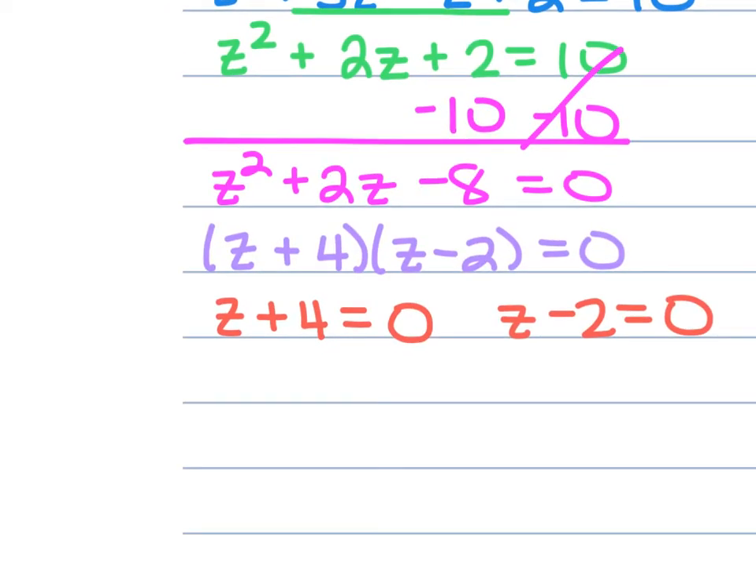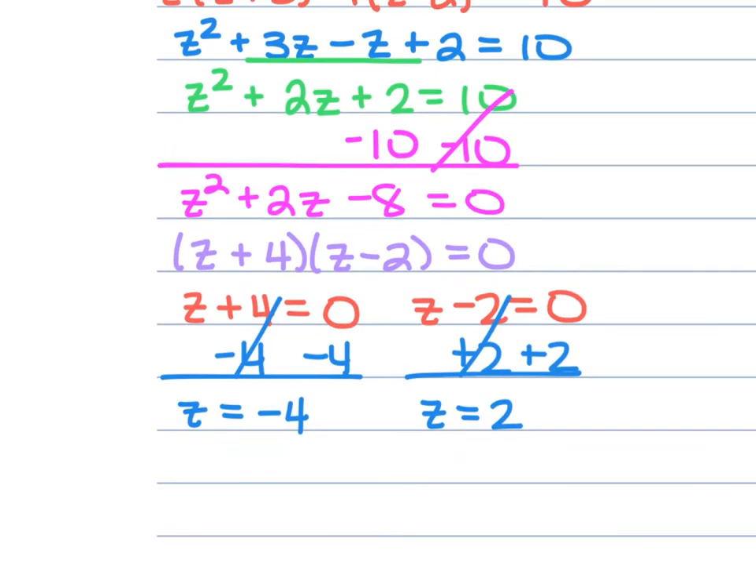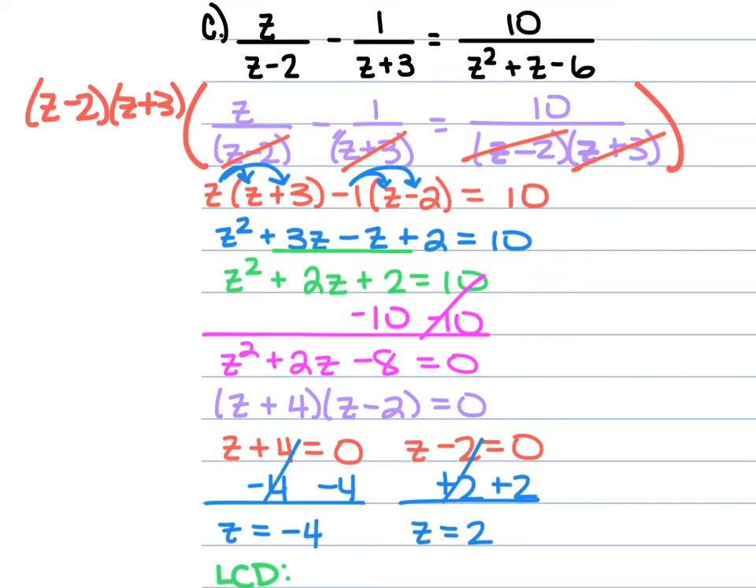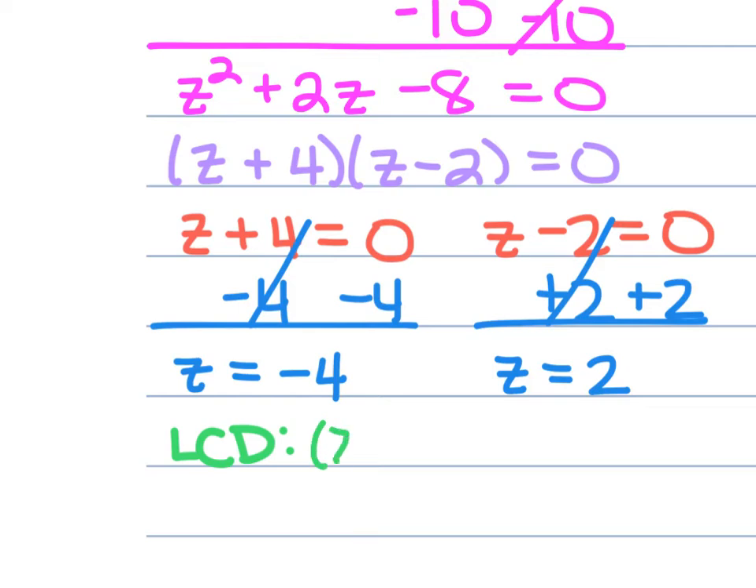We're going to solve for z. We're going to subtract 4, we're going to have z is equal to negative 4. And then we're going to add 2 and get z is equal to 2. Now, look back at your least common denominator. We said our least common denominator was z minus 2 times z plus 3.